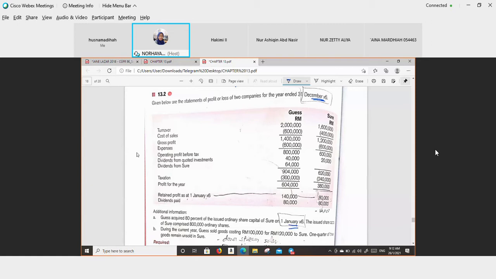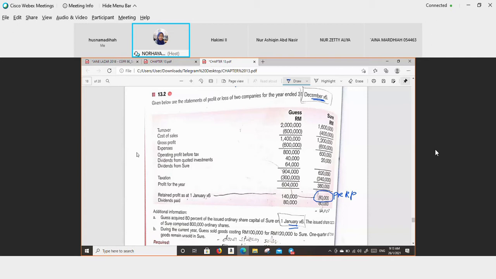For this question, you are provided with the profit or loss at the end of 31st December X6. And the additional information says Gas acquired 80% of the issued ordinary share capital of Sure on 1st January X6. This is indeed at the beginning of the year. So Sure's retained profit at the opening of the year is all pre-acquisition. This is the pre-acquisition retained profit of Sure, because it acquired at the beginning of the year.